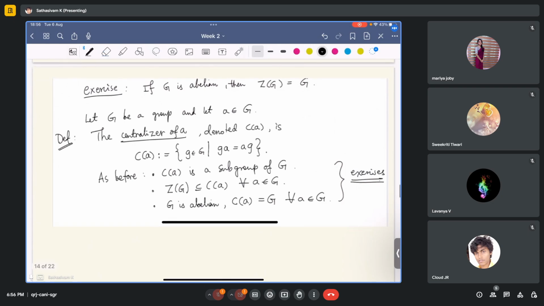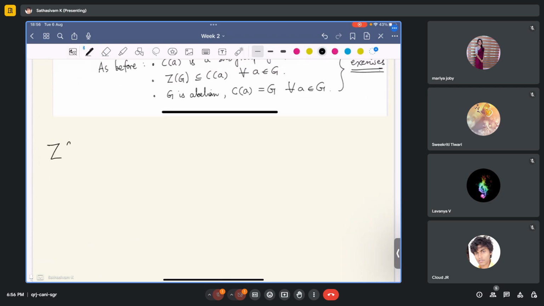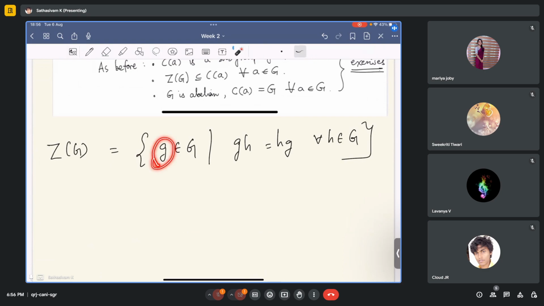The first exercise says the following: suppose G is an abelian group, then the center of G is equal to G. So what is the center of G? The center of G is the set of all elements which commute with G, right? This is the set of all g in G such that gh is equal to hg for all h in G. So basically this is the set of all g which commute with every element of G.